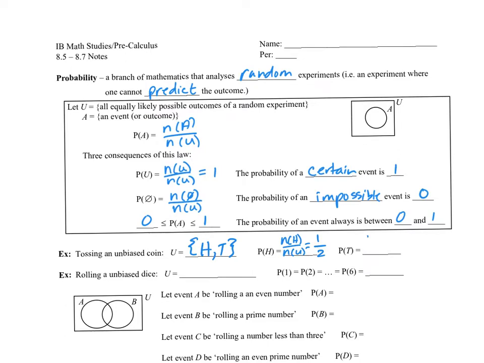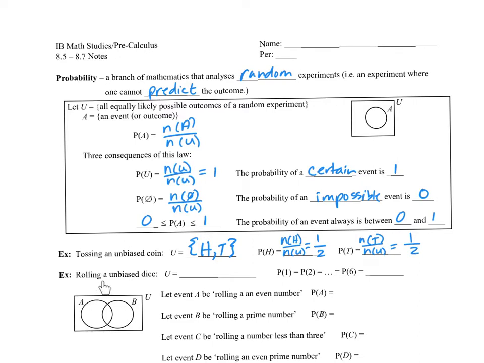The probability of tails would be the ratio of the number of ways that we can get tails to the number of possible outcomes. So again, there's only one tail out of two possible outcomes, so the probability of getting tails is 1/2.